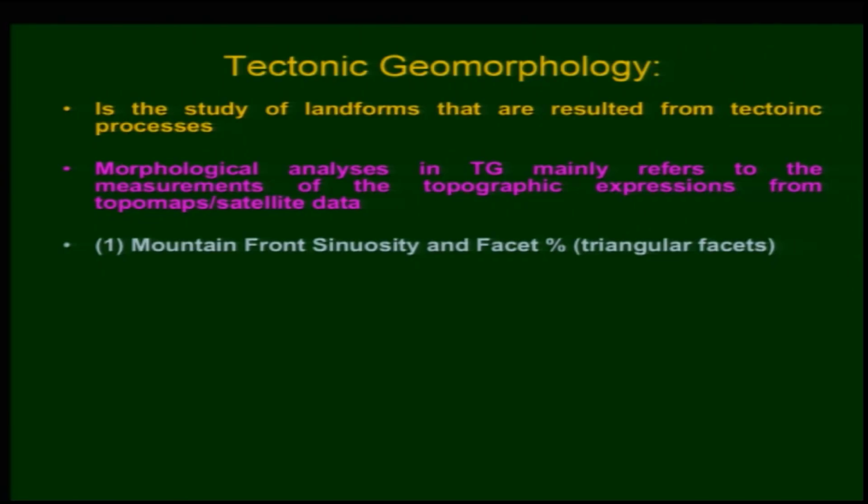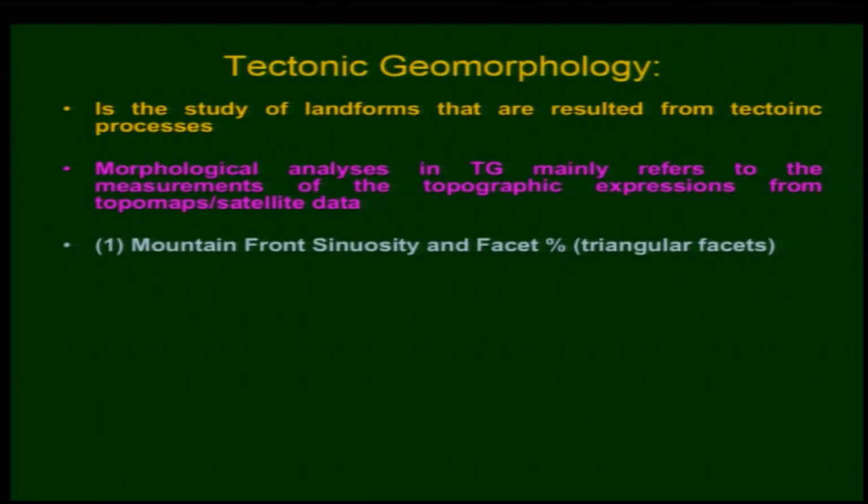And then we have some parameters which one can study to try to identify if the area is tectonically active, or we can also differentiate whether the area is more active or less active based on the parameters. First is the mountain front sinuosity and the facets. Mainly we call them triangular facets, and what those are we will discuss in the coming slides.